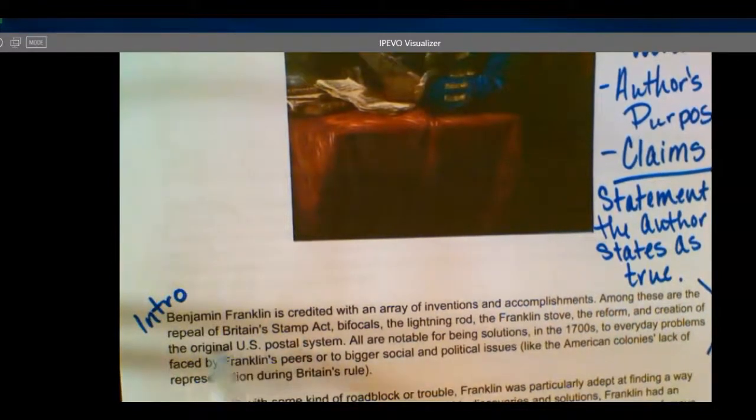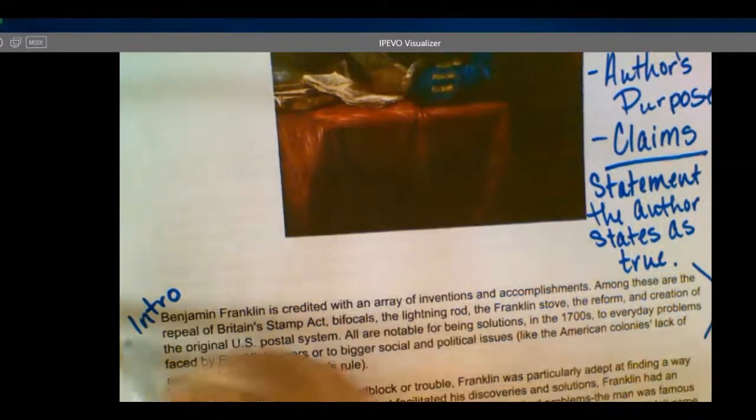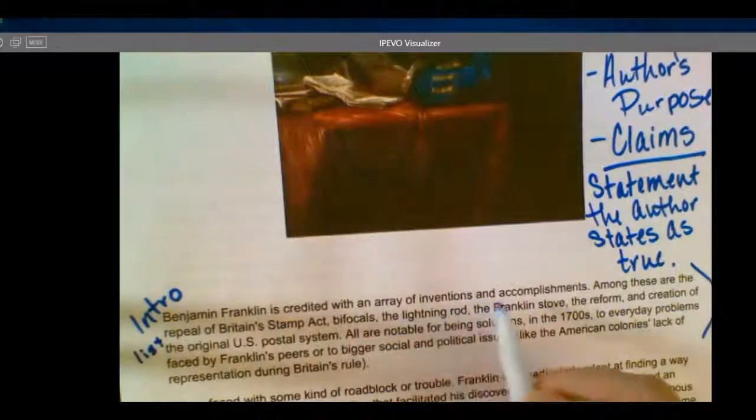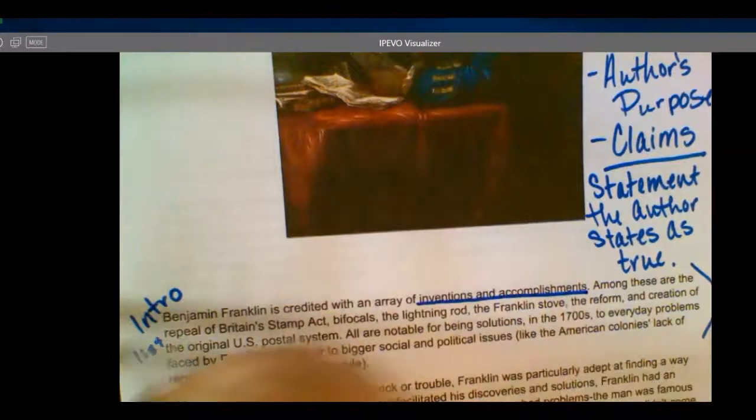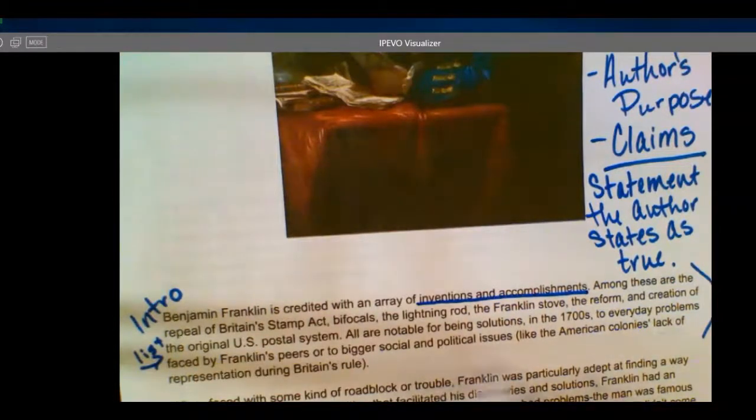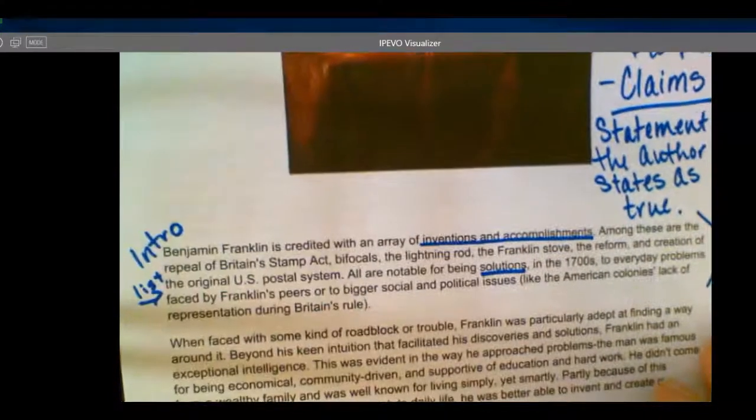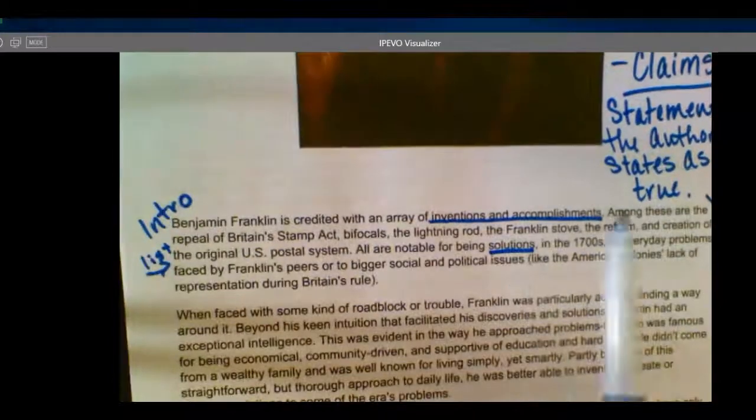Okay, so we know we have a list of all of these inventions and accomplishments listed out. And they're notable for being solutions. I'm not really sure if they're going to set it up so they talk about each of these inventions and accomplishments, or if they're going to set it up like a problem-solution type thing. So I'm going to keep reading and see. But now at least I do have that list of accomplishments marked. So that's kind of cool.